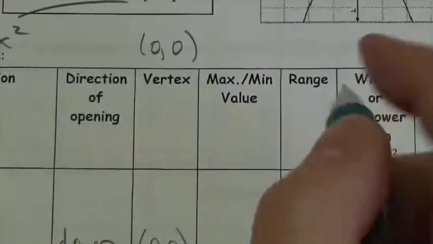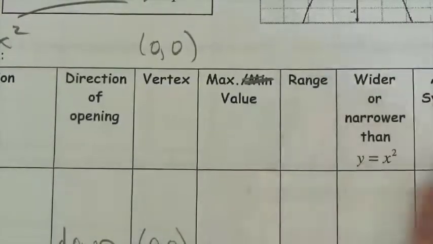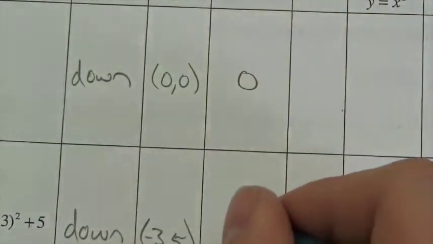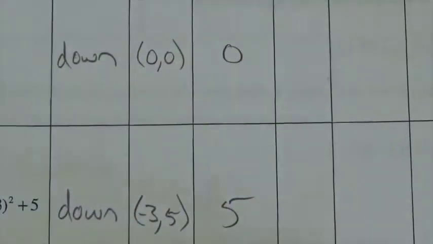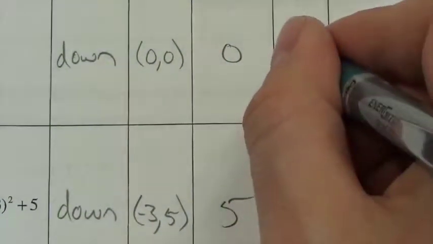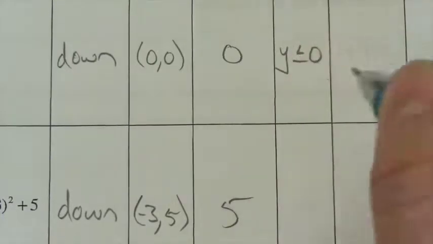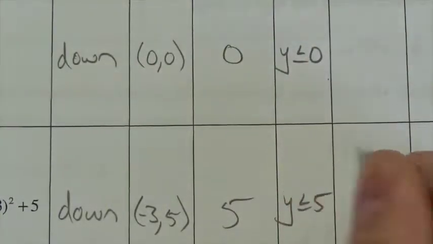Now, both of these, because they both open down, they're going to have maximum values. So the maximum value here is the y coordinate, that's going to be 0. This one's going to be 5. And because they're maximum values, my range will now be y is less than or equal to 0, y is less than or equal to 5.